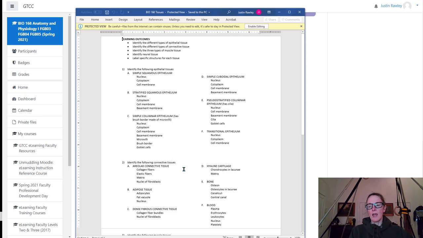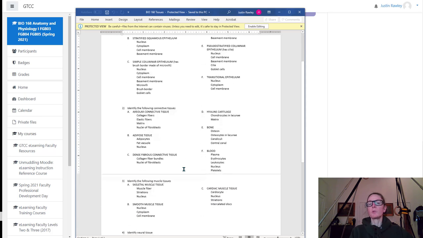You will find that your lab manual has some tissues that we will not be studying. If they're not on this sheet, then you don't need to know them for the lab practical. And this is a very important point. You will not be asked about tissues or structures on tissues in lab that are not on this sheet.